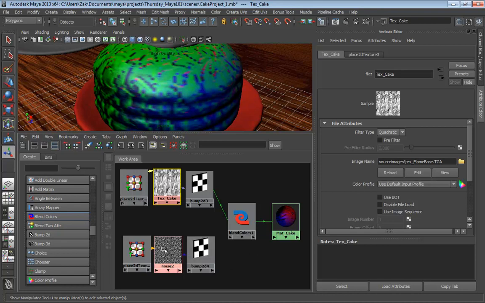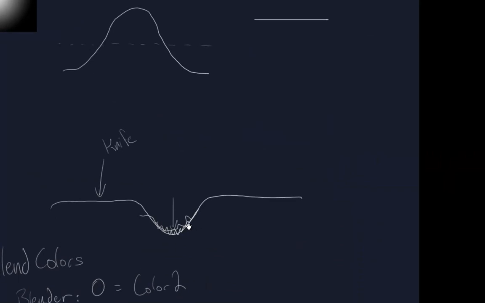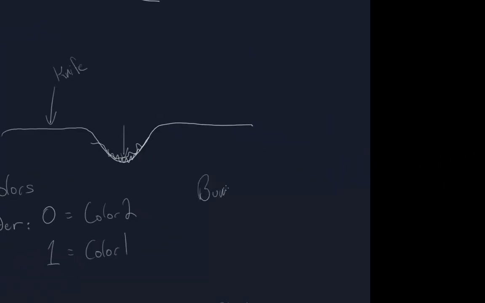Next, take the bump 2D node that is connected to your noise, plug that into color 2. The bump nodes for the fire texture, or the big thick icing texture, are going to go into color 1. And the one for your noise is going to go into color 2. Just keep that in mind.